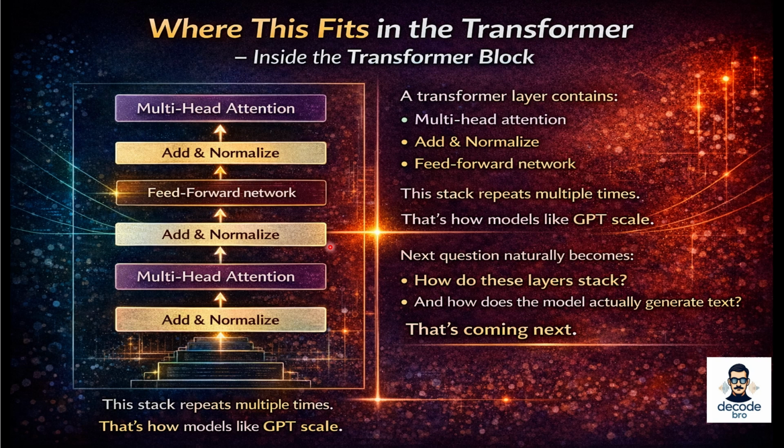And that naturally raises a bigger question. If layers keep refining representations, how does this turn into actual words being generated one by one? How does a stack of mathematical transformations become a sentence on your screen? That's where we move next, from understanding structure to understanding generation. And that's when the transformer truly comes alive.